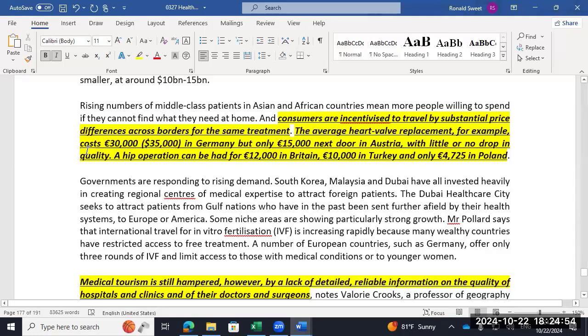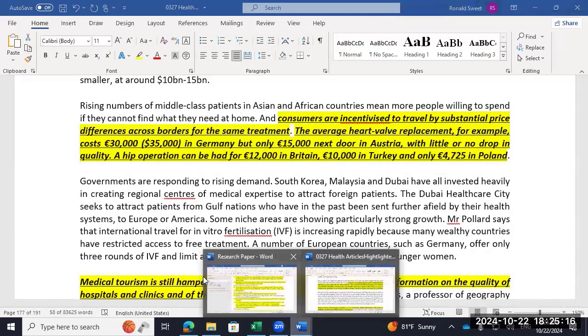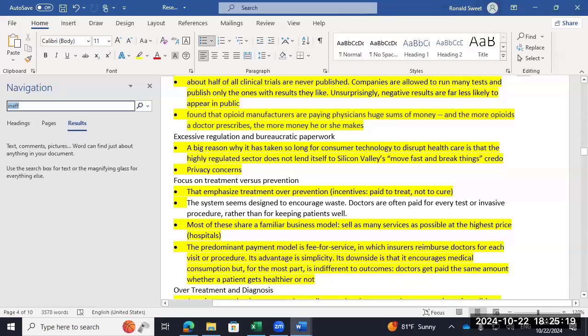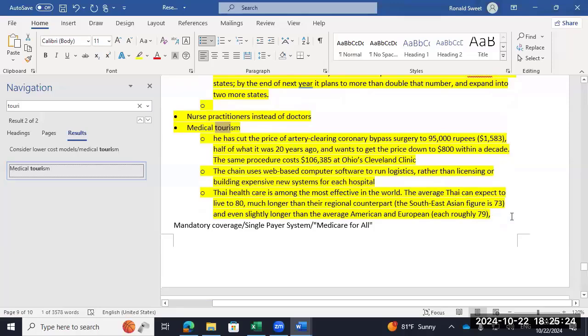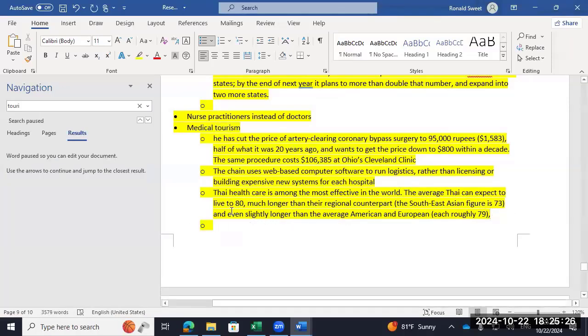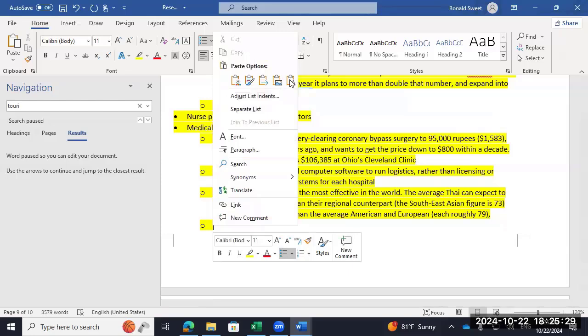The average heart valve costs $35,000 in Germany, but only $17,000 in Austria, with little or no drop in quality. A hip operation can be 12,000 pounds in Britain, 10,000 in Turkey, only 4,700 in Poland. I'll put that under medical tourism. Again, you don't have to do all of them, but find some that make your argument.